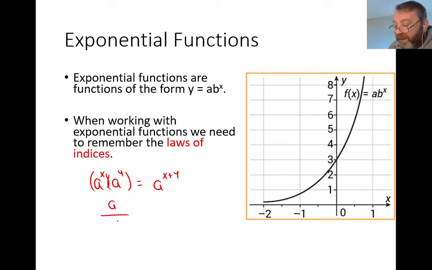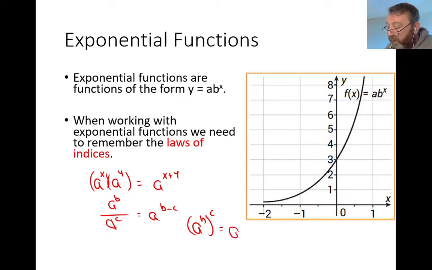If you have the same base being divided and you have, say for example, again, two different powers, then again you keep the base and subtract the powers. Okay? If you have a base with a power that's being raised to another power, now this is important, because the brackets separate b and c, you can multiply them. It becomes a to the power of bc. And the final thing I want you to remember is anything to the power of 0 is 1.